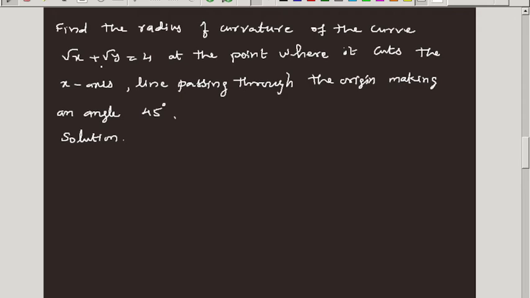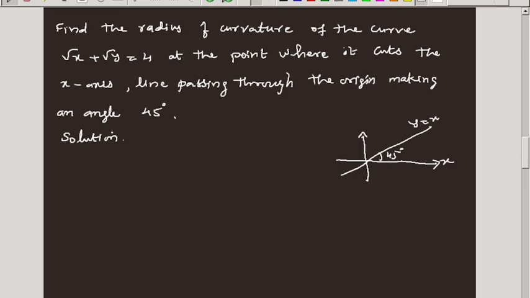Find the radius of curvature of the curve root x plus root y equal to 4 at the point where it cuts the x-axis, the line passing through the origin making an angle 45 degree. So here the line passing through the origin, but here making an angle 45 degree. So this one is 45 degree. So that means we get the line as y equal to x.